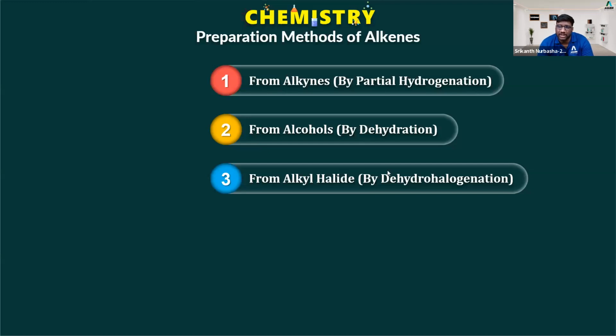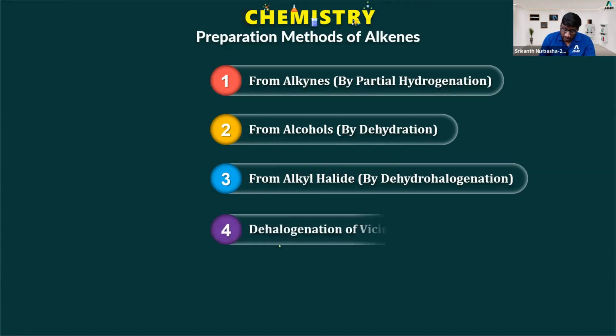In E1 elimination, we form a carbocation as the intermediate. It's a two-step process. Since carbocation is there, rearrangements, ring expansions, ring contractions are all possible. That's what we have seen from the alkyl halides. And also dehalogenation of vicinal dihalide. From the vicinal dihalide, you can remove both halogens if you treat with zinc. You will remove ZnBr2 or ZnCl2. So dehalogenation of vicinal dihalide will also form alkenes. Let us go one by one.